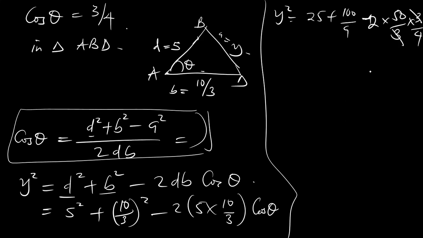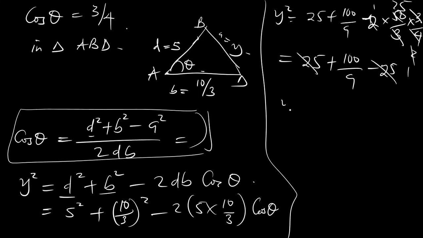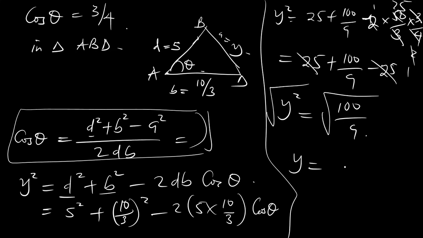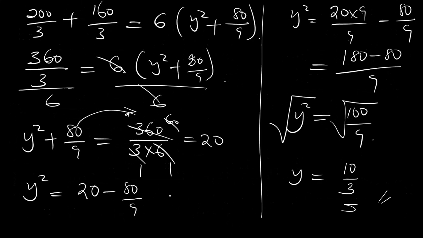So 3 will cancel this. So now you have 4 here. So 2 here, 1, 2 here, you have 25. So that means you have 25 plus 100 over 9 minus 25. So this will cancel out. You have y squared equal to 100 all over 9. So taking the square root of both sides, you have y equal to 10 all over 3. So that is the final answer, just the same as what we got here.